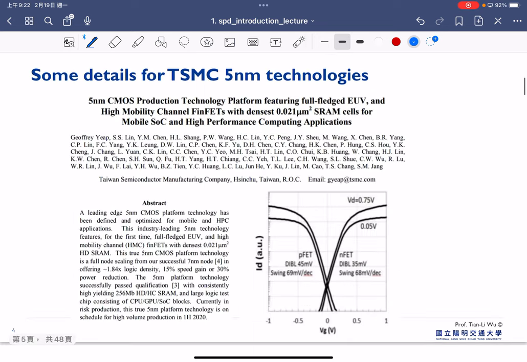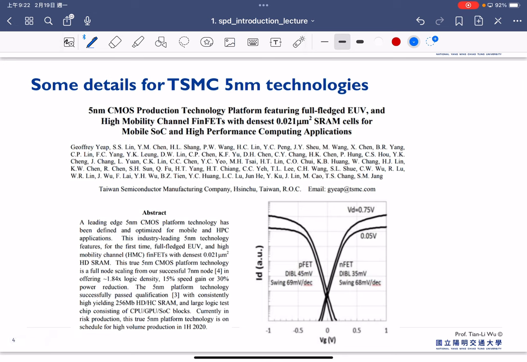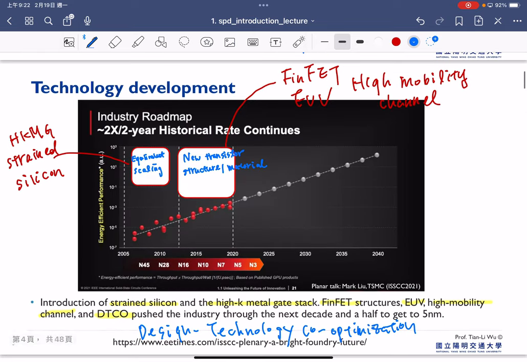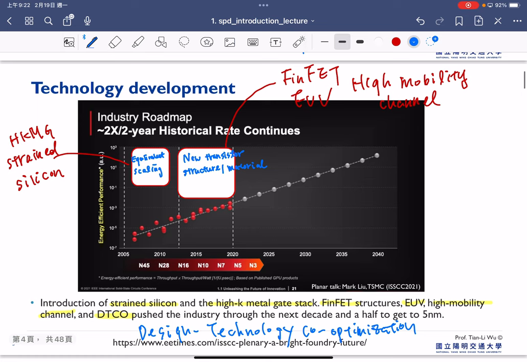So here is the paper that I want to share. This is some detail for the TSMC 5 nanometer technology. The reason why I want to show this is because the title already mentions the key terms that we mentioned in the previous slide. In that slide, we mentioned that the new technology should have the FinFET, the EUV, and the high mobility channel.